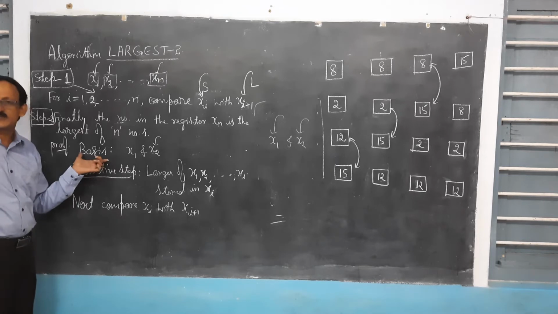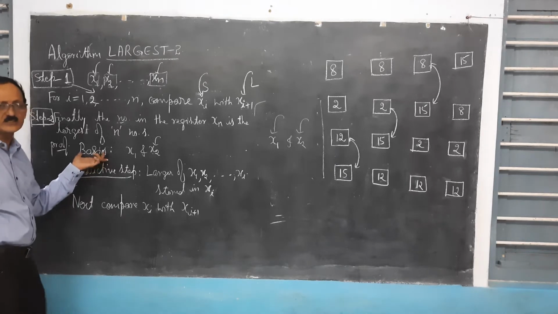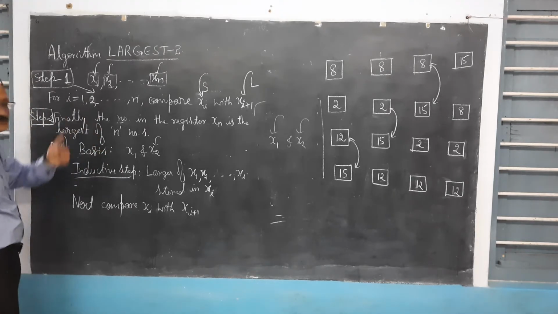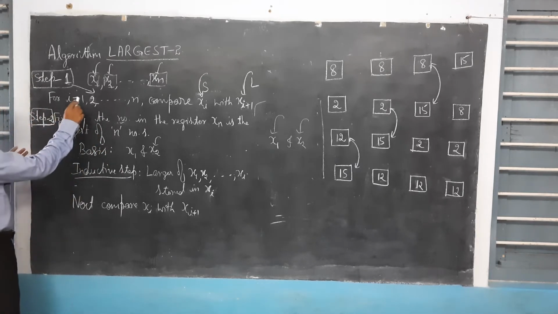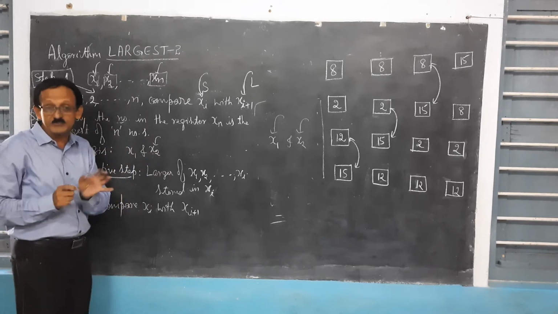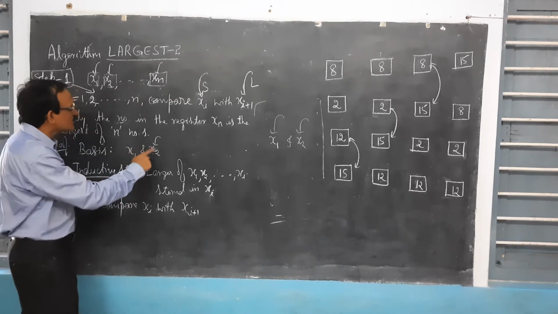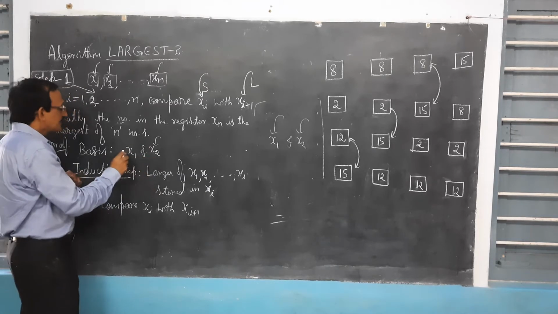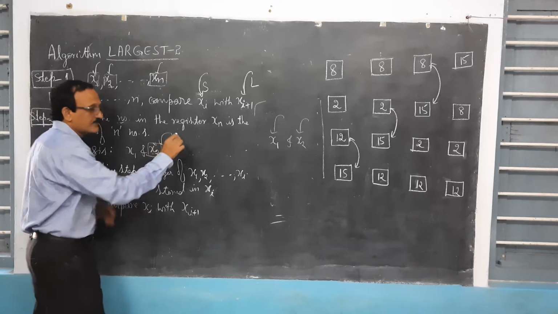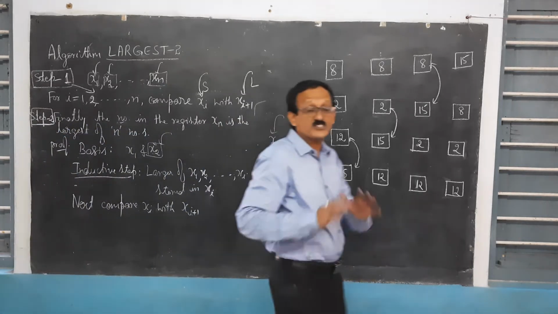Basis for induction. Proof by mathematical induction. What is the basis, the foundation? Take i equal to 2. The two values are x1, x2. Compare the content of x1 and x2. The larger of the two values will be stored in x2. This is the first step of induction.